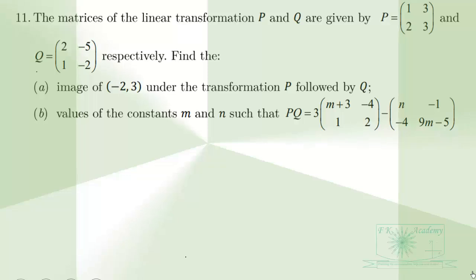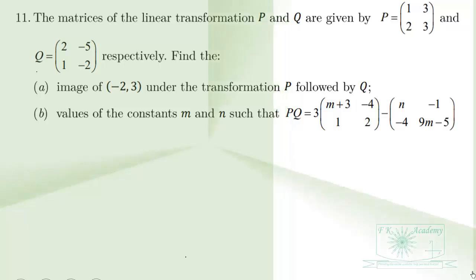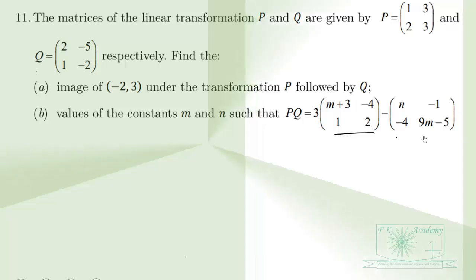The matrices of the linear transformation P and Q are given by P = [1, 3; 2, 3] and Q = [2, -5; 1, -2] respectively. Find the image of (-2, 3) under the transformation P followed by Q. Then part B says find the values of the constants m and n such that PQ is equal to 3 times this matrix minus this matrix.